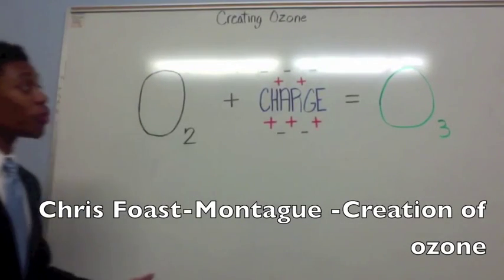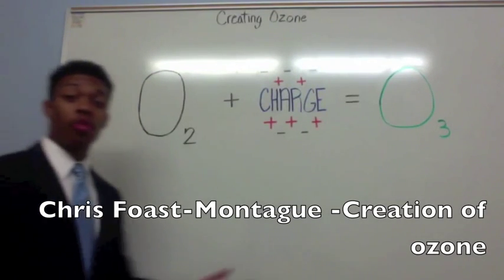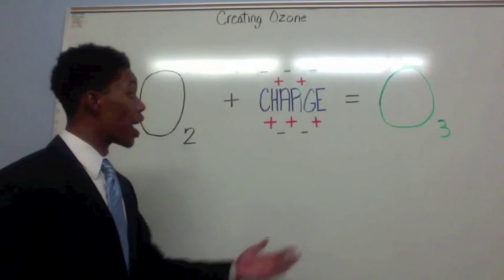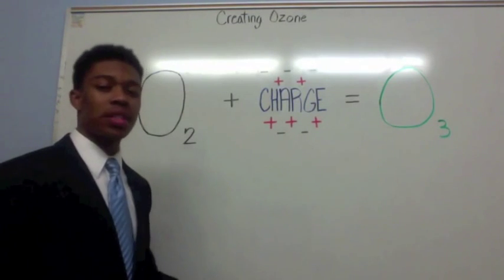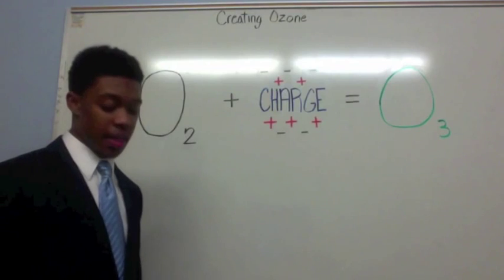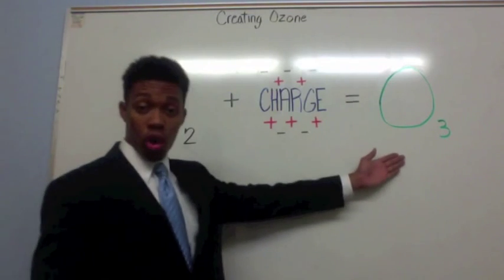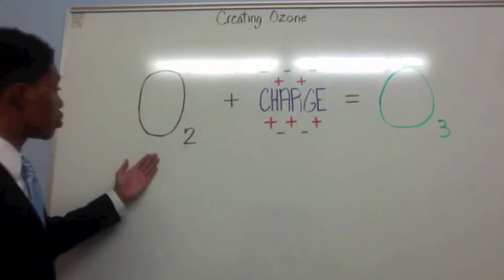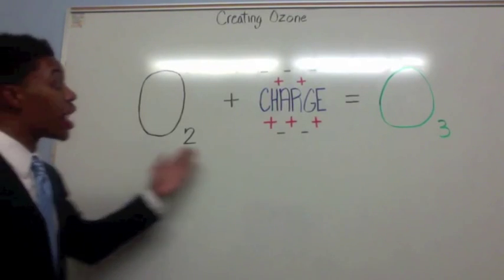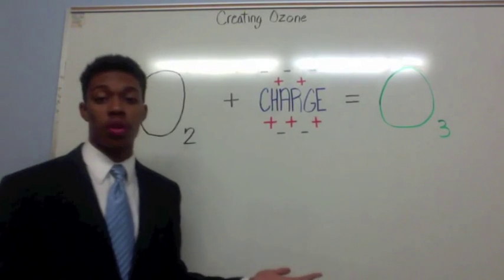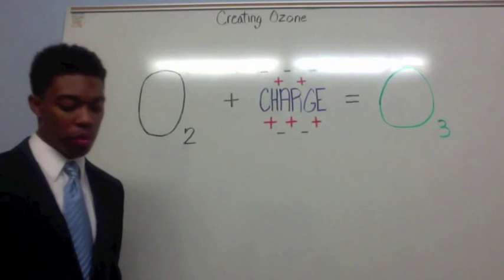Thank you. This is the process of creating ozone. Of course, ozone is found in the atmosphere, but it only lasts a short amount of time due to its highly reactive state. Now, ozone, O3, is made by taking O2, which is in the air that we breathe, and applying a charge. This is why ozone can be found after a thunderstorm.